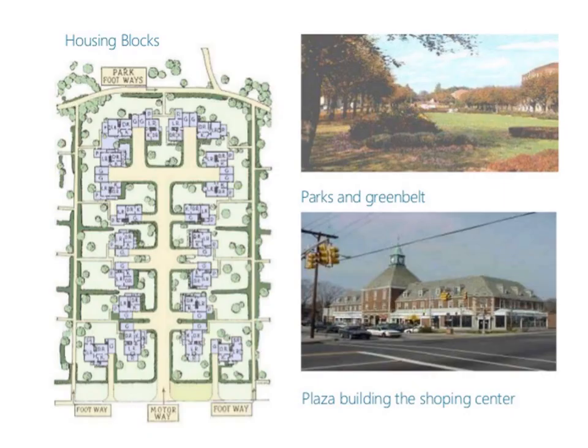This is the slide representing the typical layout of Radburn city, showing the housing blocks, parks and green belts, as well as the plaza building, the shopping centers, etc.